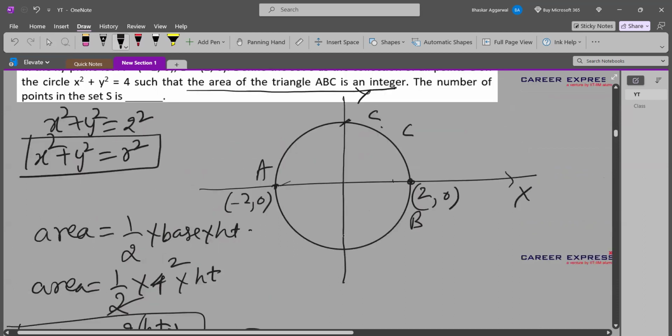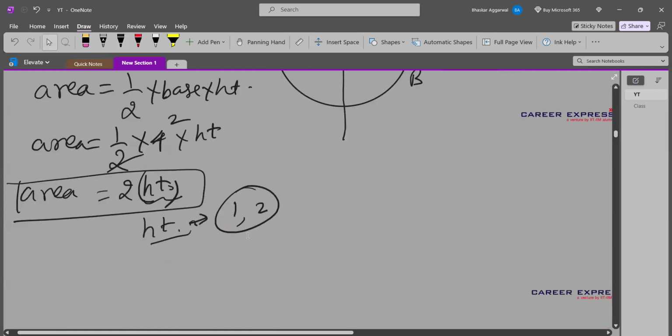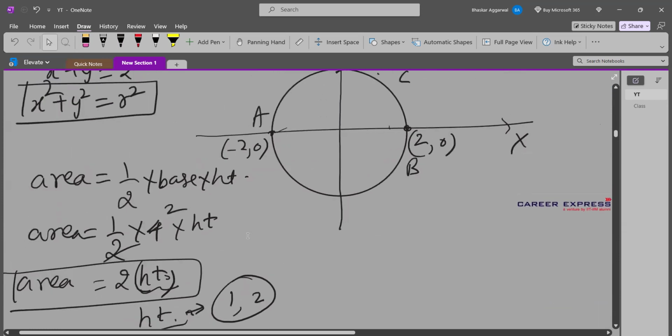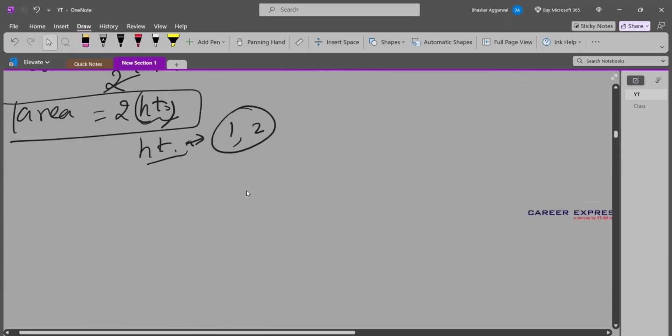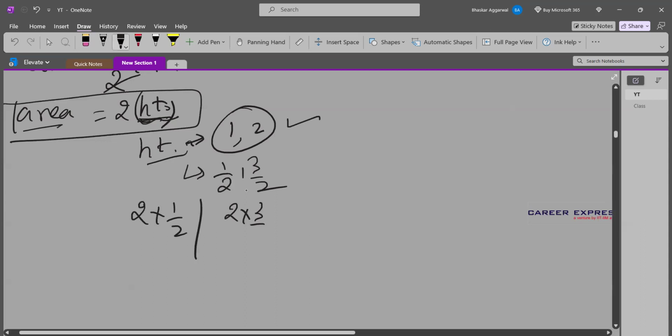Height cannot be more than 2 because this point is 0, 2, so height cannot be more than that. So the height can be 0, 1 or 2. 0 is also not possible. If height is 0, that means point C is either at A or B. So that is also not possible. So the values of the height can be 1 or 2. Now these values can also be 1 by 2 and 3 by 2. Because if the height is 1 by 2, then we will still get an integer area. So 2 times 1 by 2 will be an integer. 2 times 3 by 2 will also be an integer.